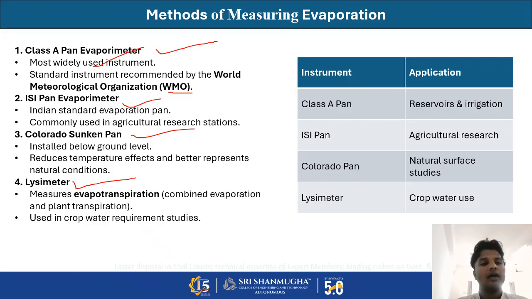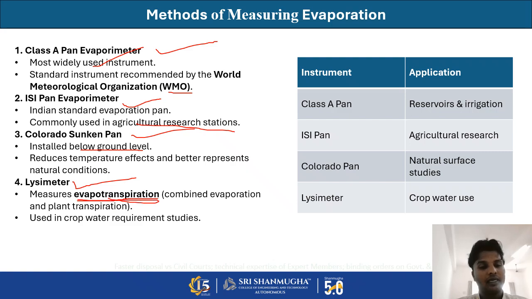We can see it. Then the ISI pan evaporimeter is an Indian standard evaporation pan, commonly used in agricultural research stations. The Colorado sunken pan is installed below the ground level. The Class A pan and the ISI pan are installed above the ground level, but the Colorado sunken pan is installed below the ground level. This reduces temperature effects and gives a better representation of natural conditions. So temperature effects and natural conditions will not affect the Colorado sunken pan and its function. The lysimeter measures evapotranspiration. It's important.